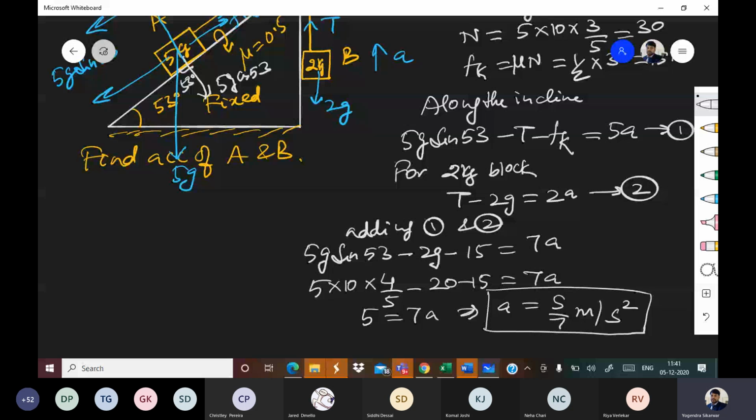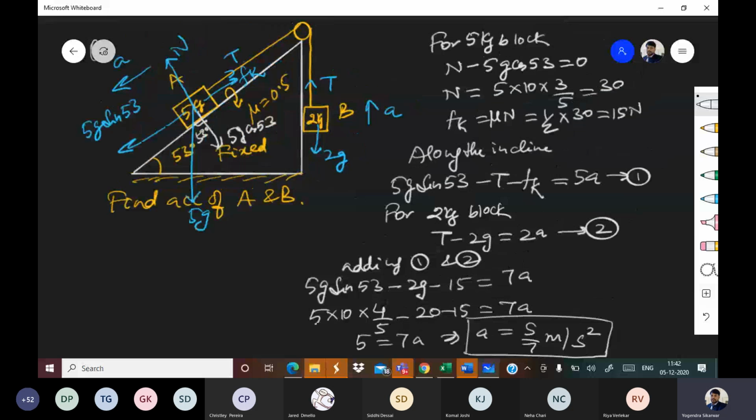Okay. Srushti has got 5/7. Amba has got 5/7. Ronald has got 5/7. Gauri has got 5/7. So those who are getting 5/7, they are right. Vedant is saying, sir, please explain along the incline again. Okay, Vedant, pay attention.